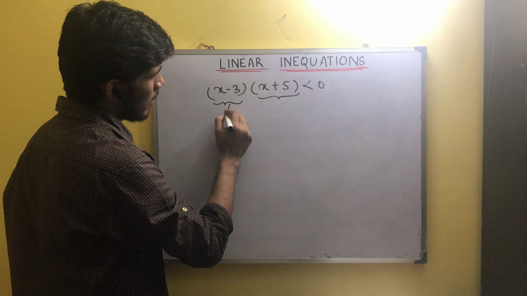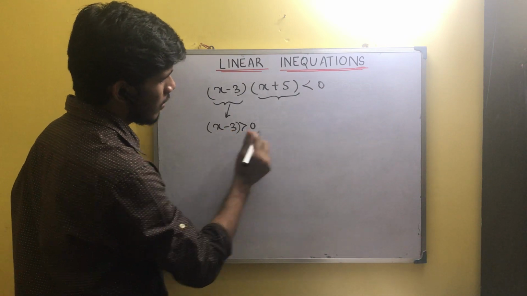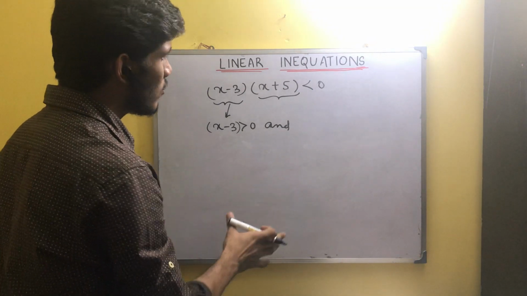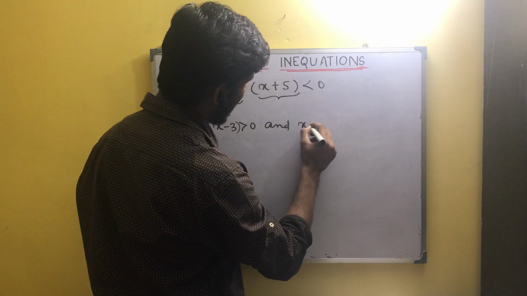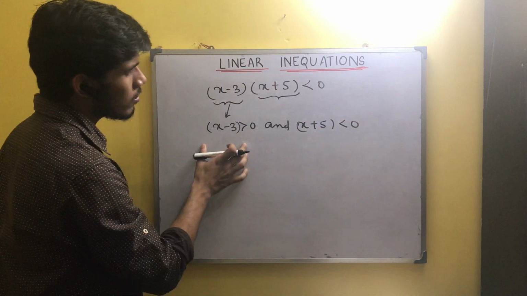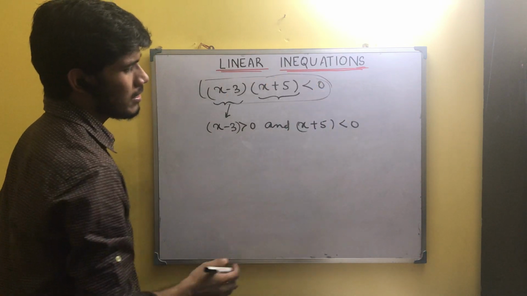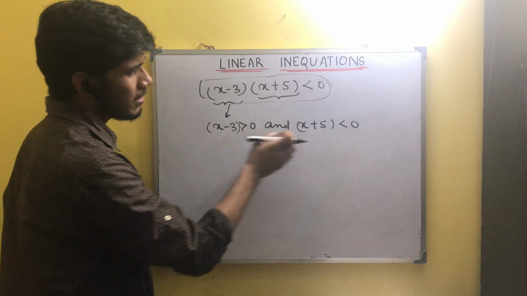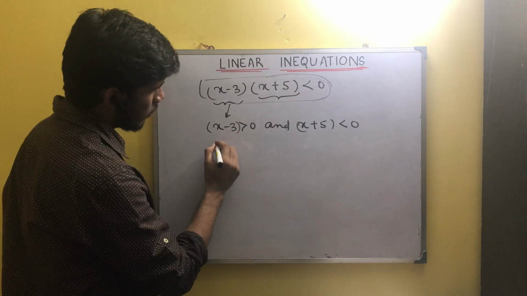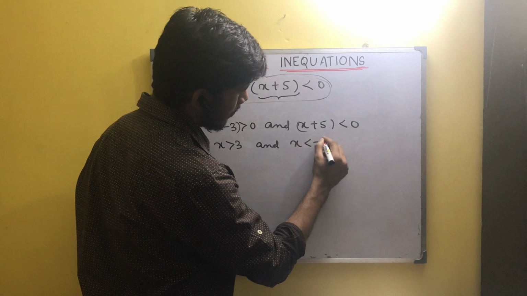Now suppose I say x minus 3 is greater than 0, that is x minus 3 is positive, and because both these conditions need to be true at the very same time, x plus 5 is less than 0, isn't it? If this is positive, then this must be negative, so that the overall inequation is negative, less than 0. So here what you get, x is greater than 3 and x is less than minus 5.